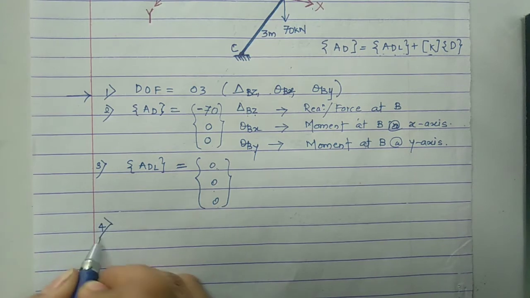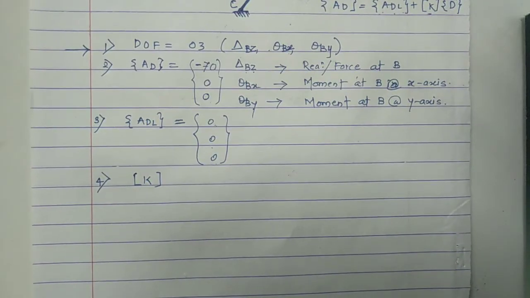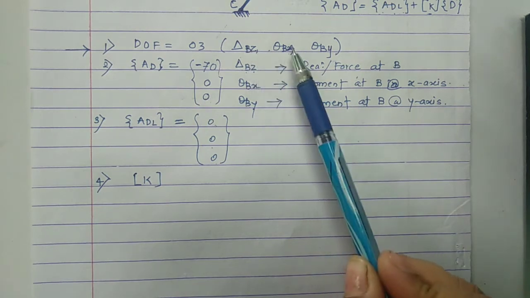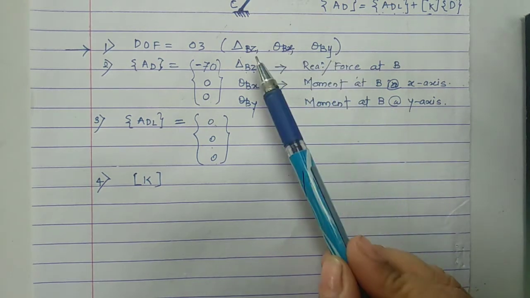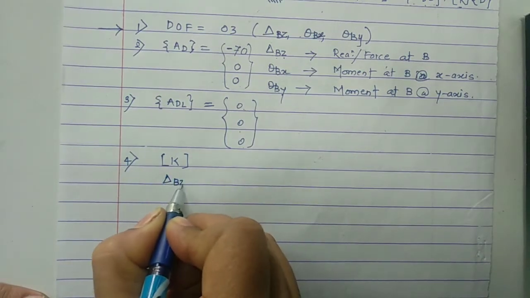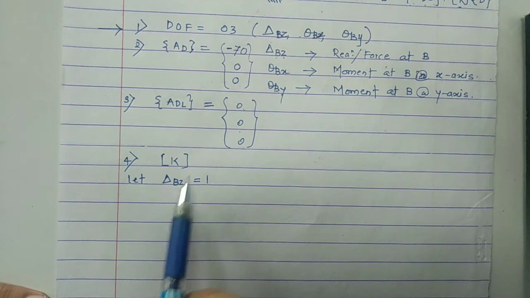Now the next step, calculation of the K matrix. Step number 4, calculation of the stiffness matrix K. This stiffness matrix K will be of order 3 by 3 because the degrees of freedom are 3. So a total of 9 elements will be there, 3 columns and 3 rows. To calculate these 9 elements, let us give unit deformation to each degree of freedom one by one. Let us take the first degree of freedom. Let us give unit translation at B in the vertical direction, that is the Z direction. That is, let delta BZ equal 1.